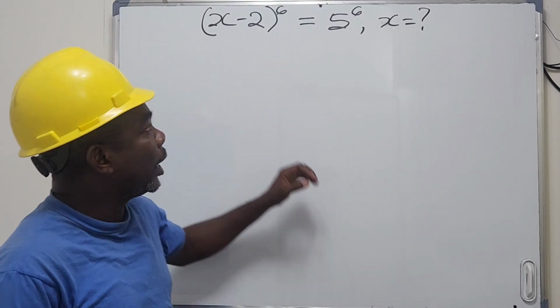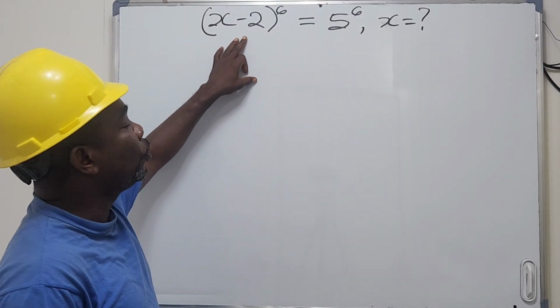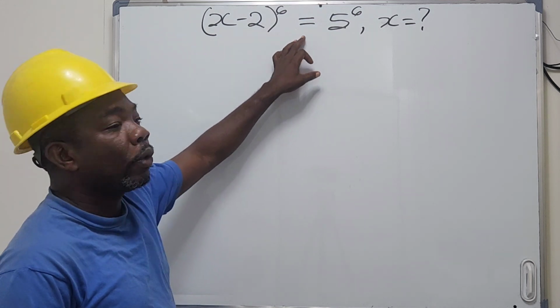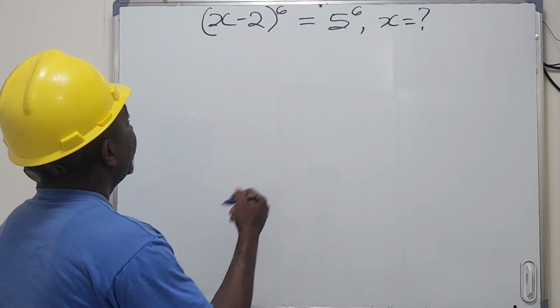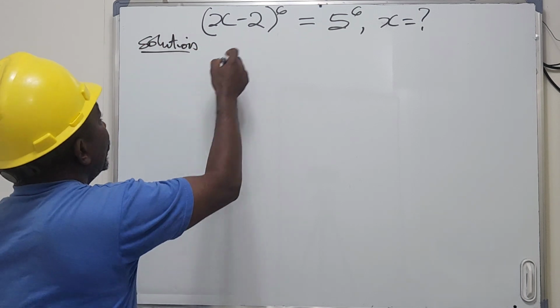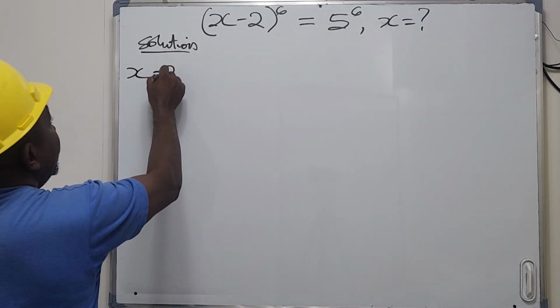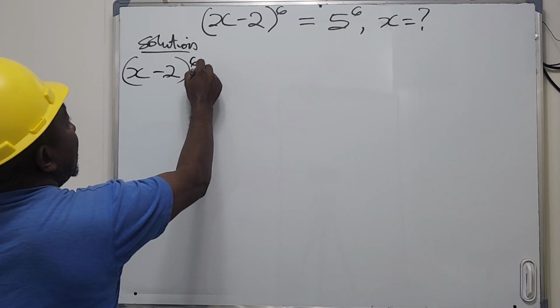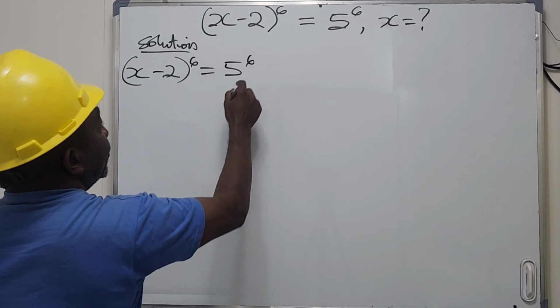For today, we are looking at this question that says (x − 2)^6 = 5^6. So we are going to find the value of x from this equation. We are given (x − 2)^6 = 5^6.